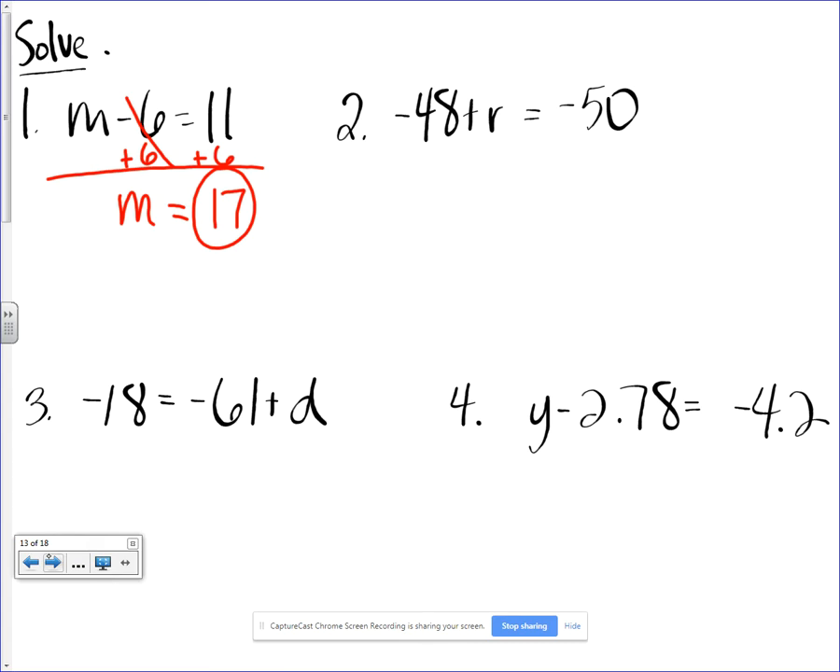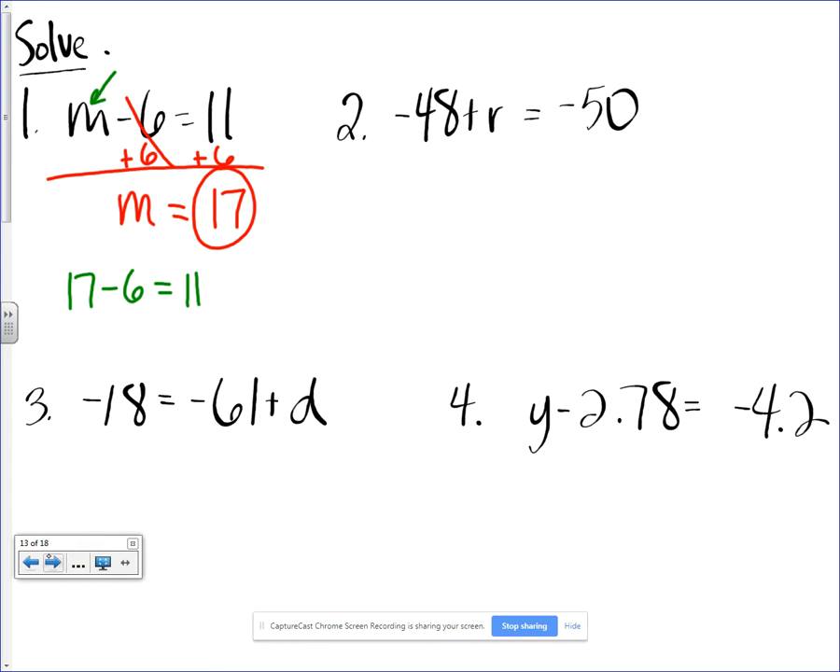Now, in order to check it, you take that 17 and you put it right back in here for the m. So it would be 17 minus 6. And you'd ask yourself, does that actually equal 11? And yes, it does. So 17 is the correct answer.